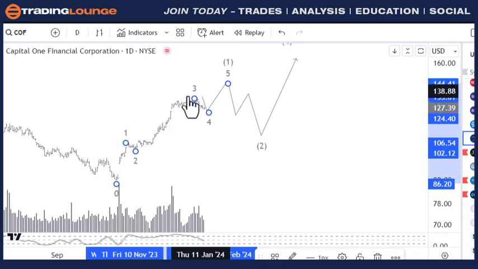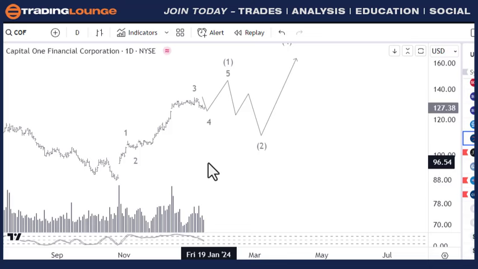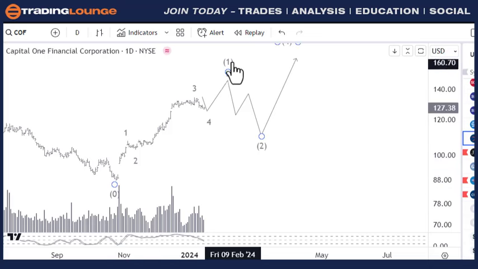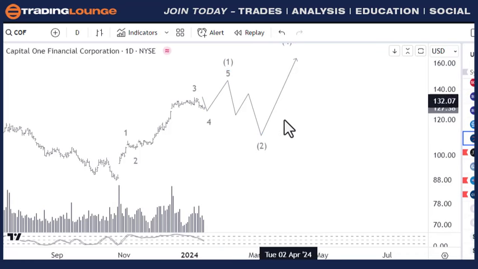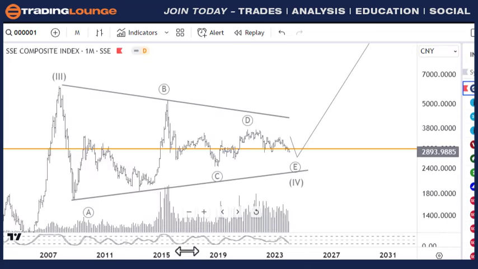I haven't looked on an intraday basis at how it's going to play out, how complicated it's going to get, but you can get the general idea of 1, 2, 3, 4, 5 up here, and then pulling back and then heading higher at that point. So that gives you a bit of an idea if you're looking at some of the indices and so on.